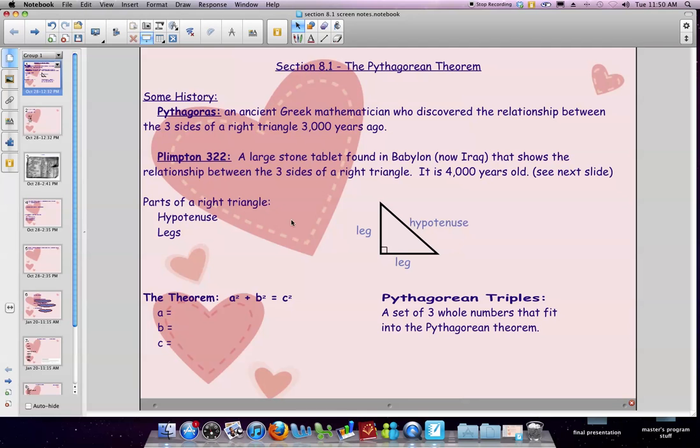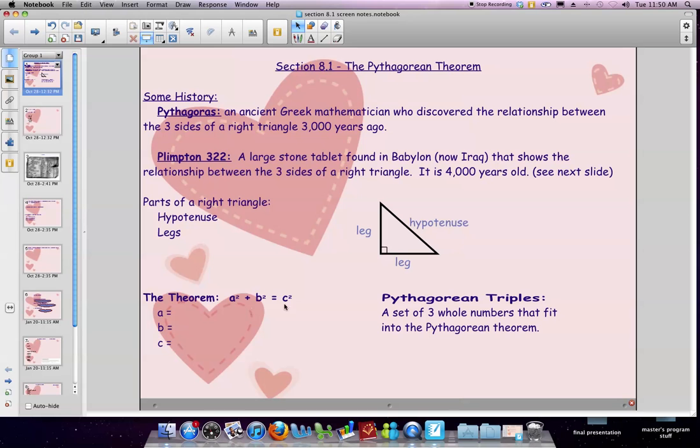Moving on to the pieces of a right triangle, there is the hypotenuse, which is the side that sits directly across from the right angle. The one thing that you might remember about the hypotenuse is that it is always the longest side of the right triangle. The other two are called the legs. They can be the same or they don't have to be the same length, but they will always be shorter than the hypotenuse.